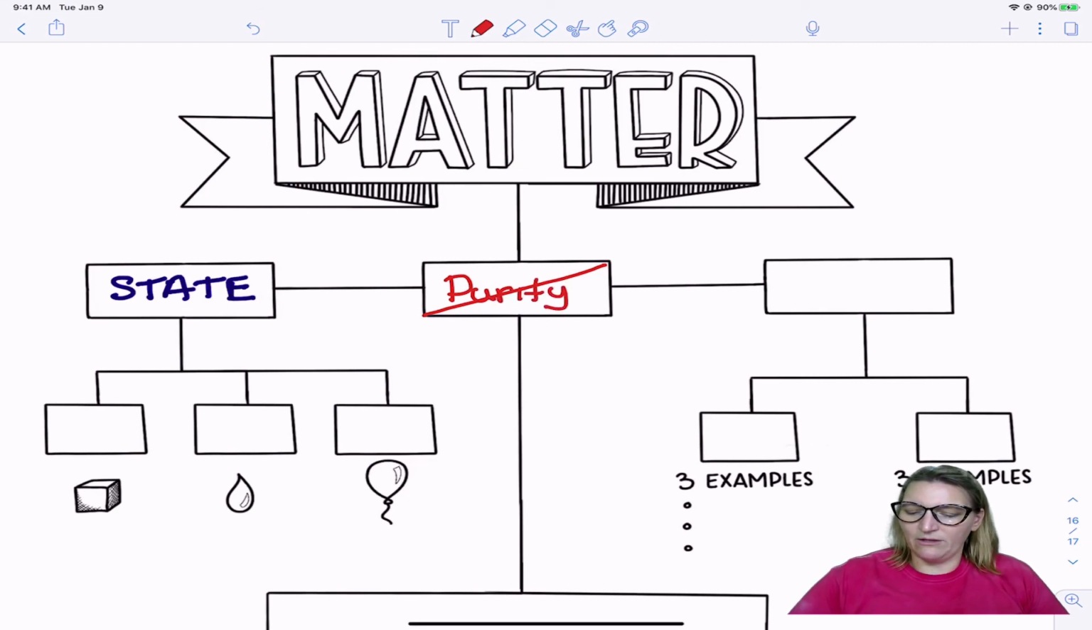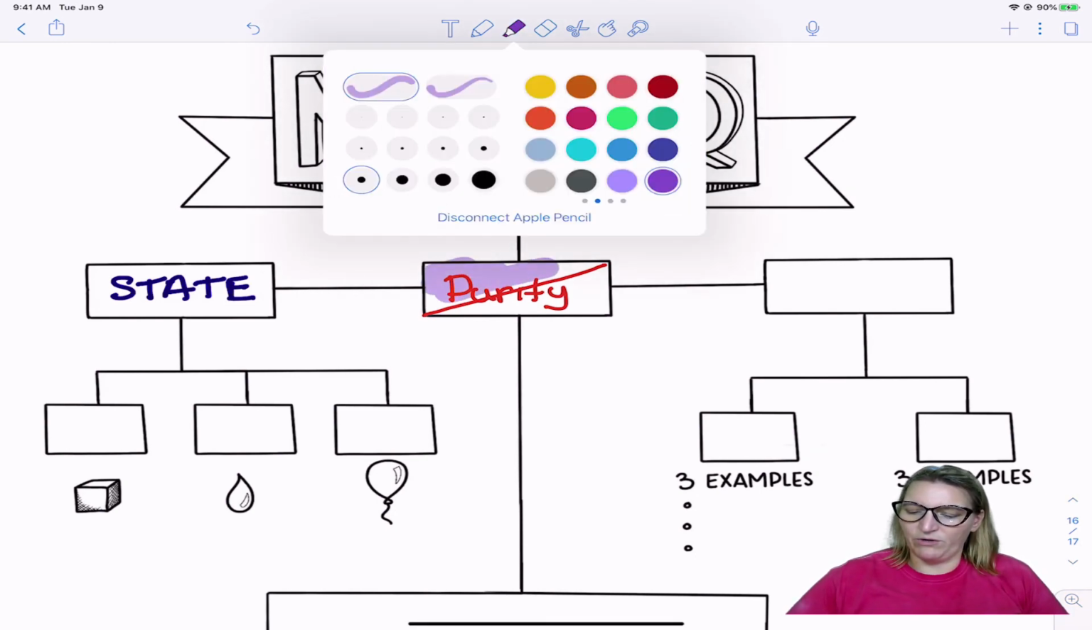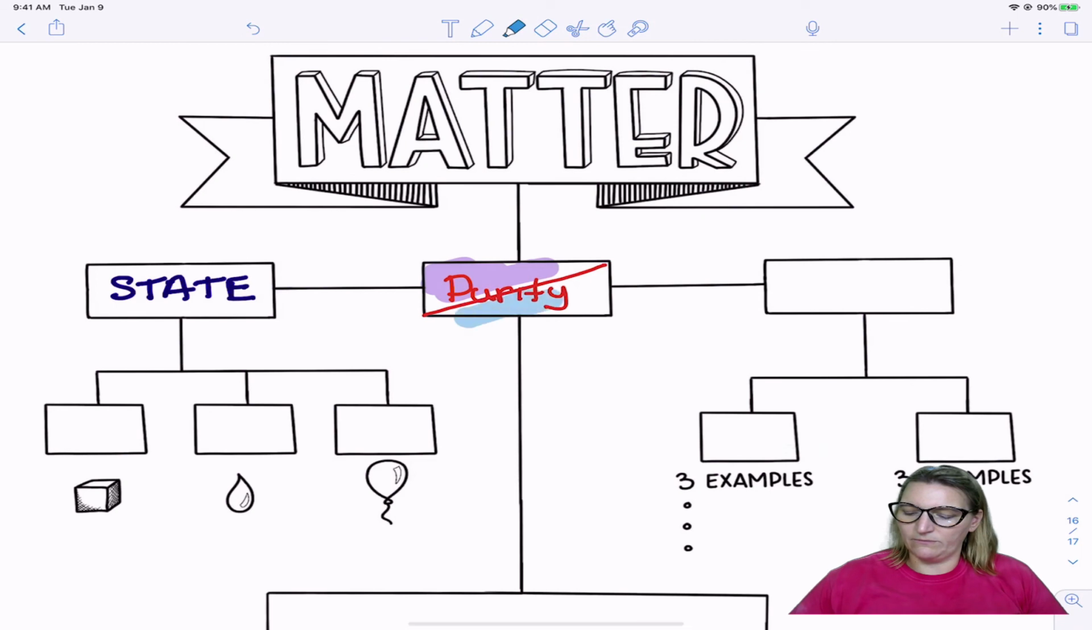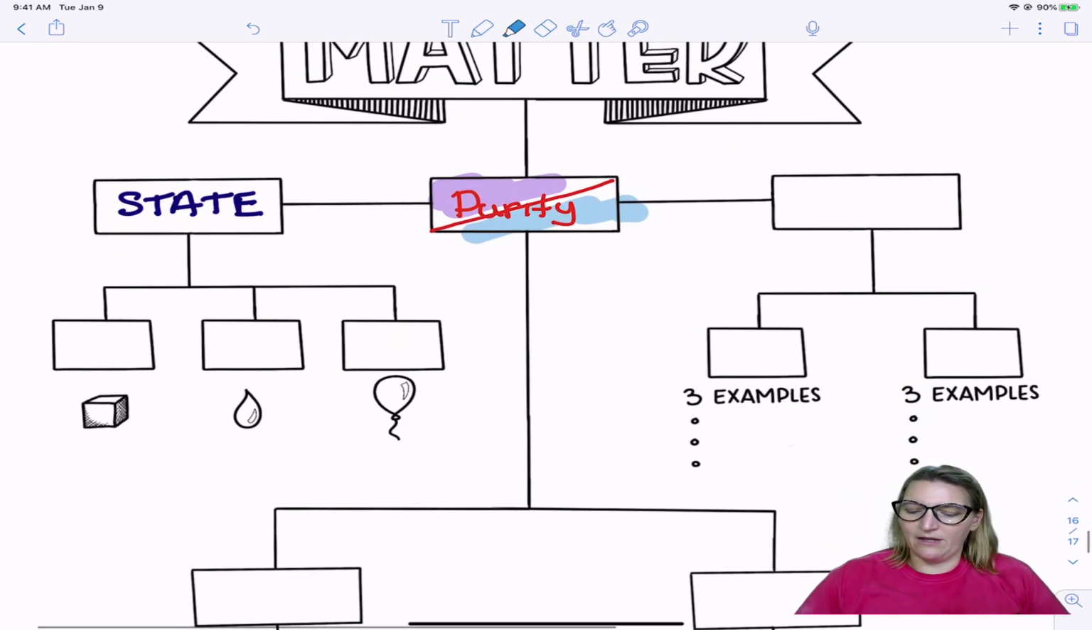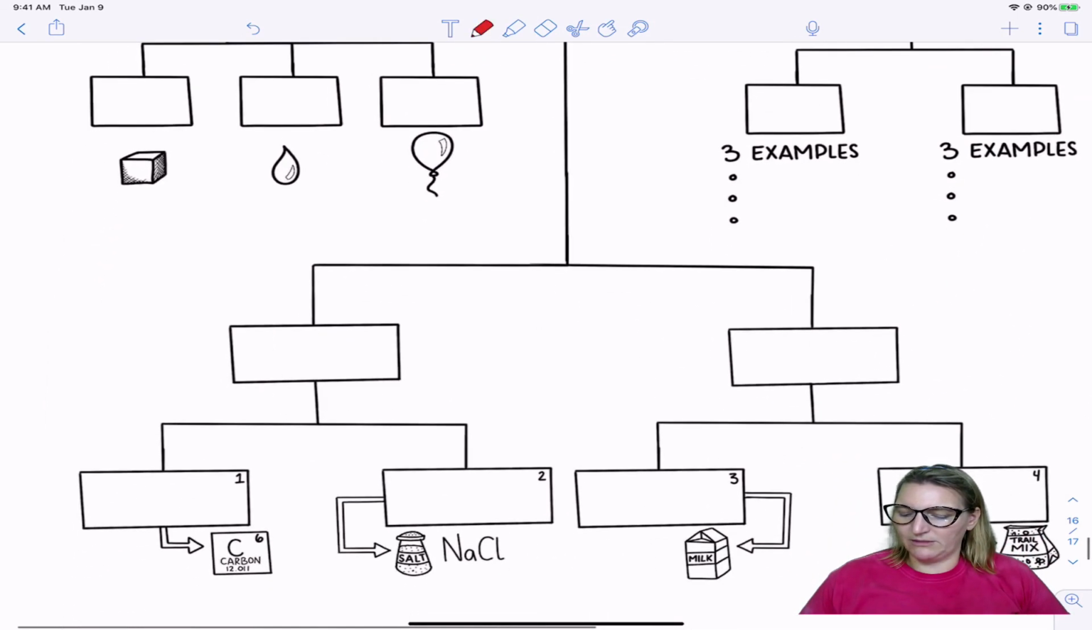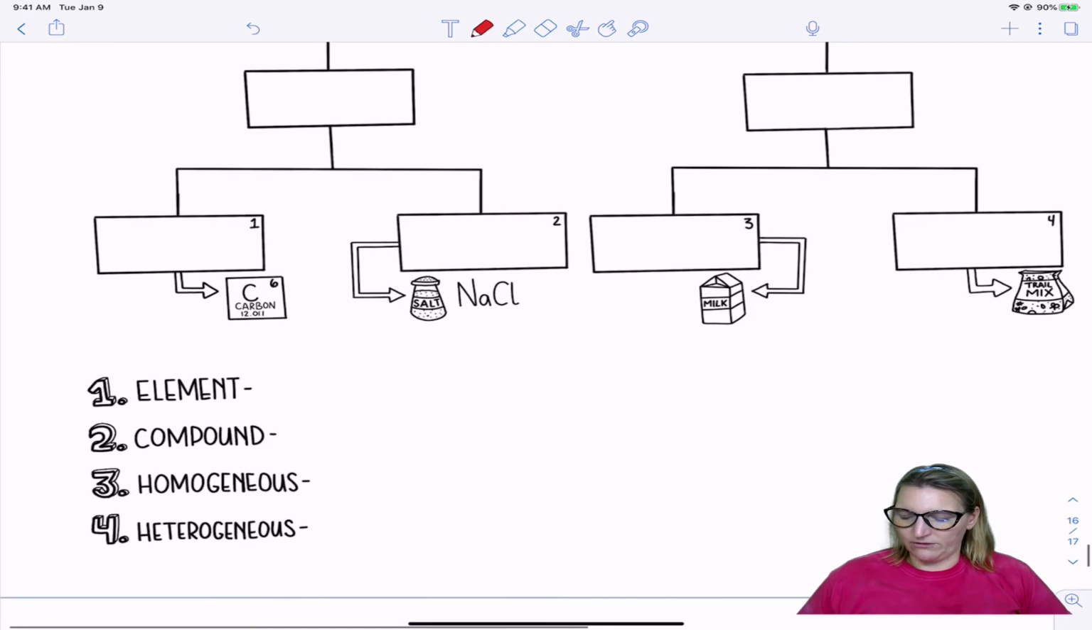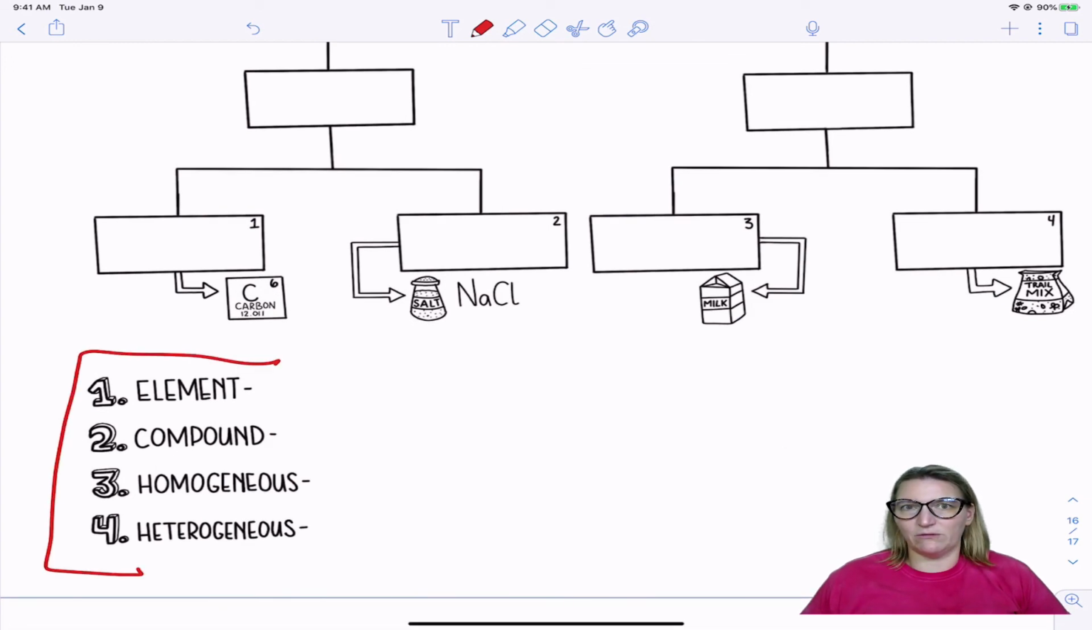And I put a line through it because the first thing that happens to these, let me just make it pretty, is that it breaks up into 2 more boxes, and then those boxes break up into substances 1, 2, 3, and 4. And there's clues down here to help you with those.